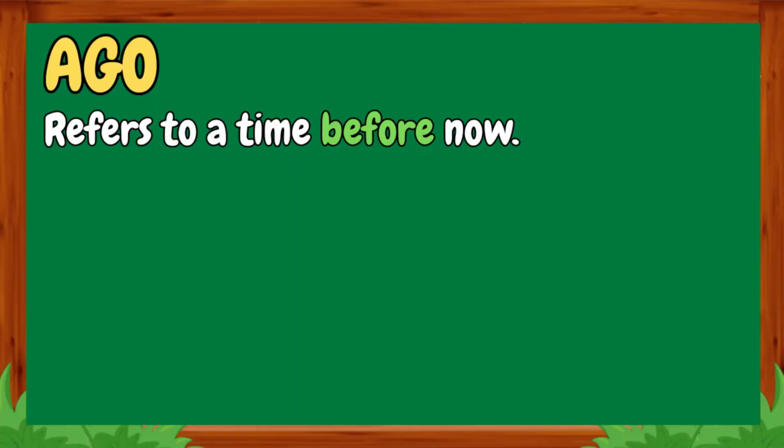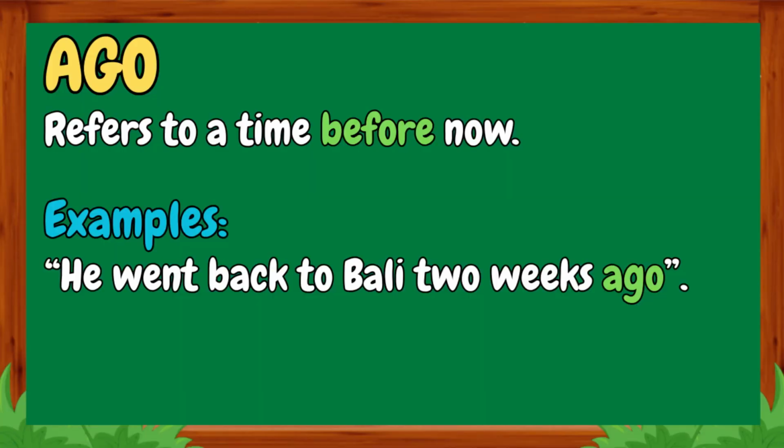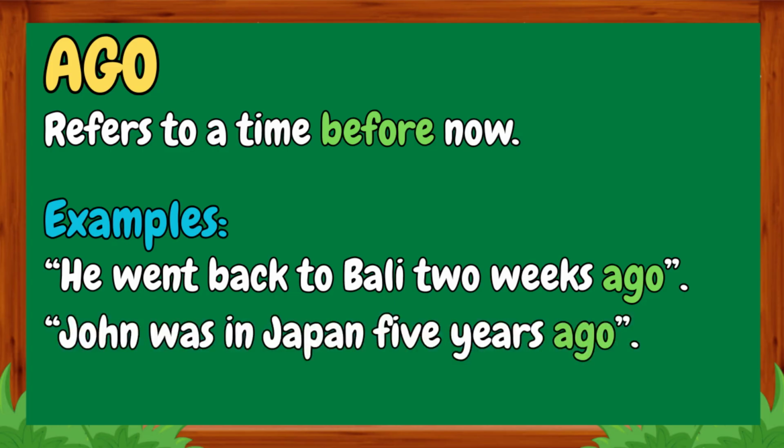Let's go check and look at the next preposition. Ago. Ago refers to a time before now. So anything that happened before this exact moment. Let's better explain it by looking at some examples. He went back to Bali 2 weeks ago. John was in Japan 5 years ago. So there you have it. Remember how to use the preposition ago. Let's move on to the next one.